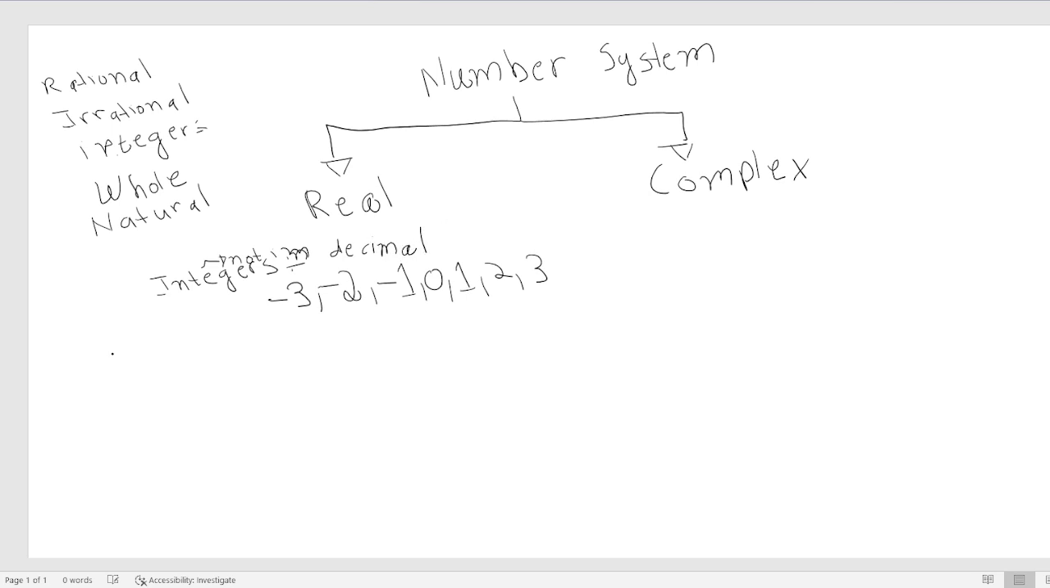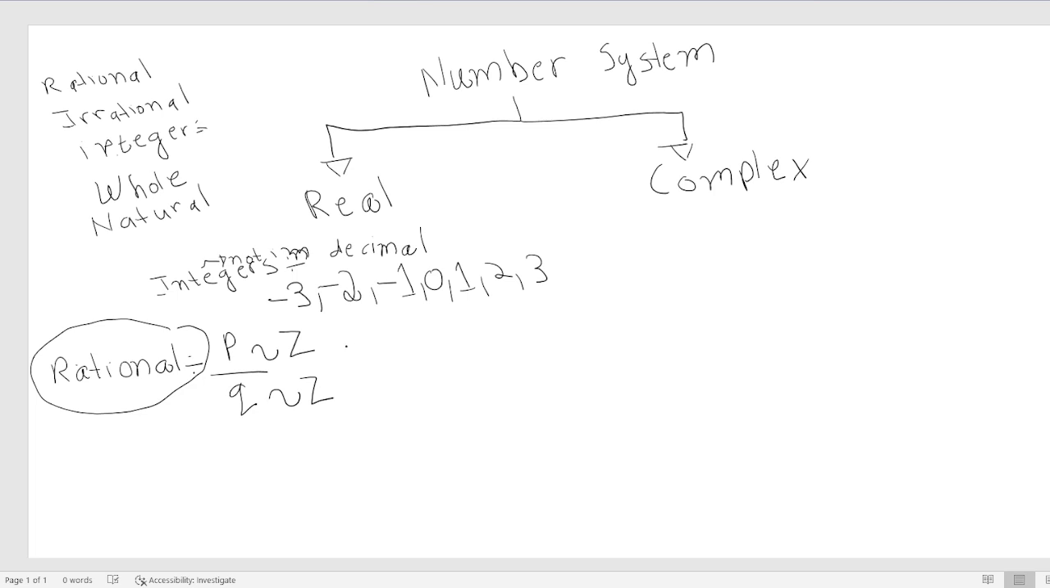So now we're going to talk about rational numbers. Rational numbers are those numbers which can be written in the P over Q form, where P and Q belong to integers. We notate integers with Z. This is a symbol representation of integers. So when P and Q both are integers, we term it as rational numbers. That is a thing to remember.